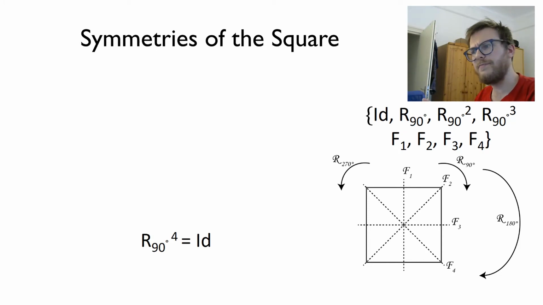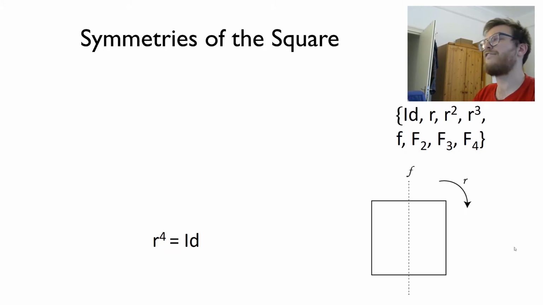Any more simplification? Well, we can't get our reflections by just doing the rotation R90. Let's single out one of our reflections, perhaps F1, which we'll now label F. Let's also simplify our notation by writing R instead of R90. So we can now write the group of symmetries as id, R, R squared, R cubed, F, F2, F3, F4.